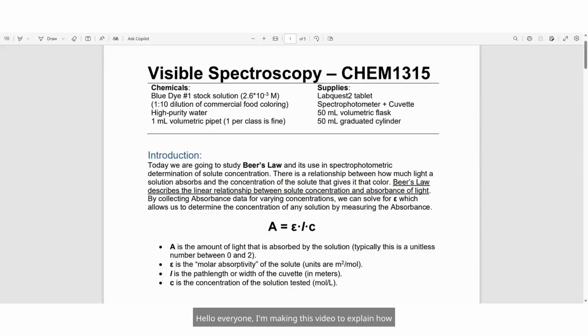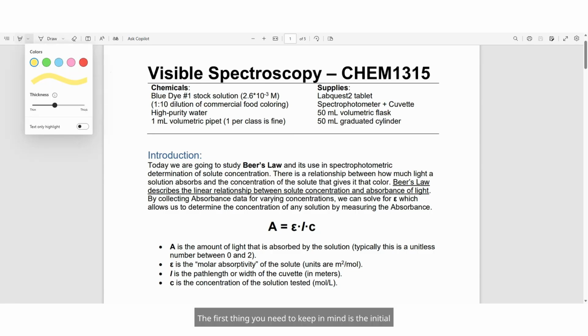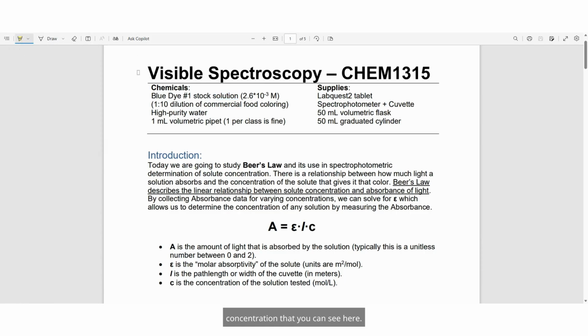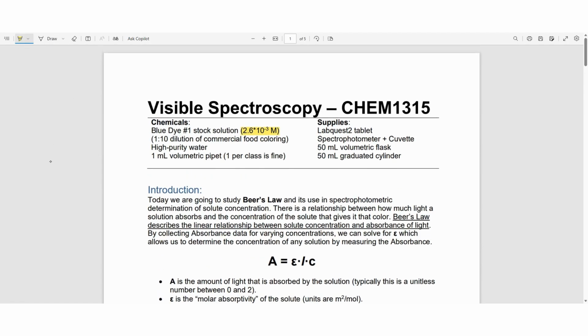Hello everyone, I'm making this video to explain how the calculations related to the visible spectroscopy laboratory are going to be done. The first thing you need to keep in mind is the initial concentration that you can see here. This concentration is that of the blue dye assigned to you in the laboratory.